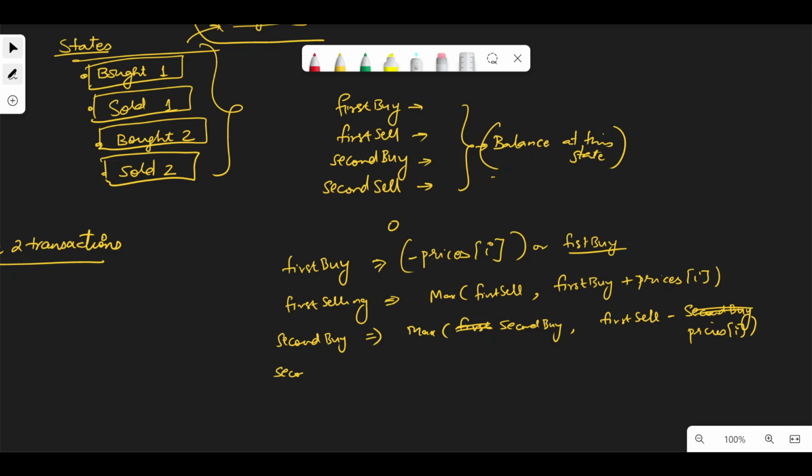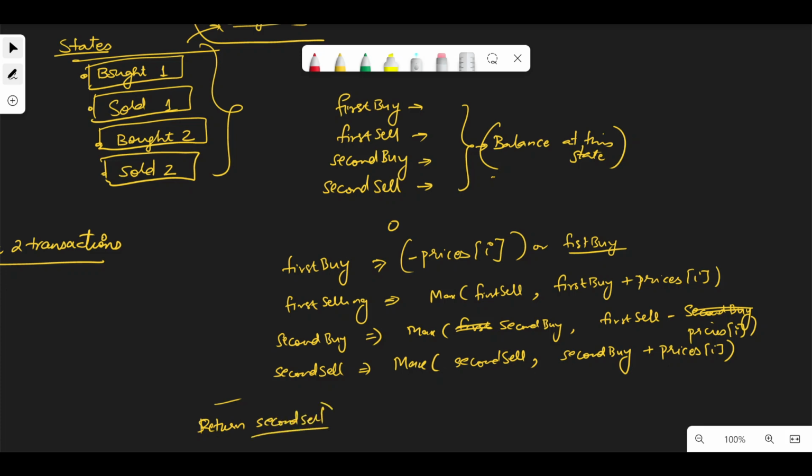And what about second sell? Whatever value there was, that means you've already sold on some other day, or you sell today. If you sell today, that would mean that you are in a state of second buy at some point, and then you sell today and get this much back. And finally, you will return second sell.